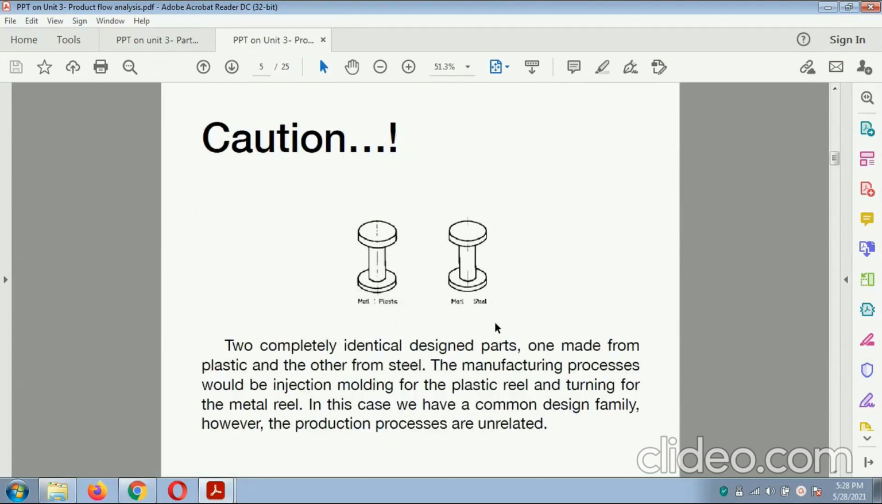Take caution: consider two completely identical design parts, one made from plastic and the other from steel. The manufacturing process would be injection molding for the plastic part and turning for the metal part. In this case, we have a common design family, however, the production processes are unrelated.